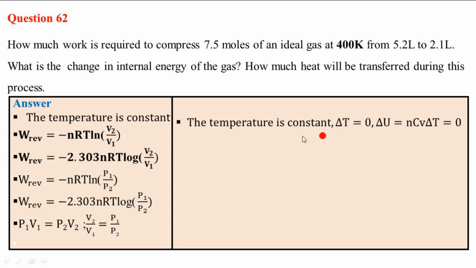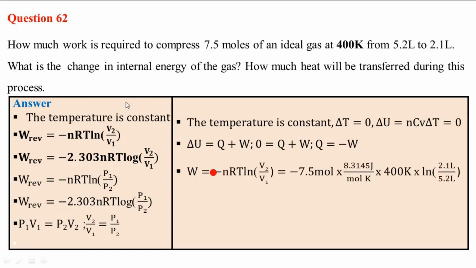I told you that the temperature is constant. The change in the temperature is 0. The delta T is equal to 0. And you know that dU, which is the change in internal energy, is equal to nCv dT. That means because dT is equal to 0, the change in internal energy is also 0. After replacing this internal energy of 0, we get 0 is equal to Q, which is the heat, plus the work done. That means the heat is equal to negative work done.